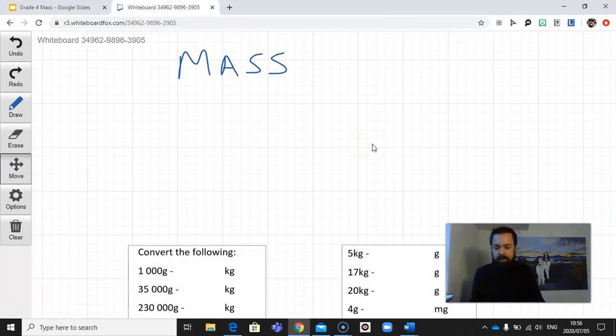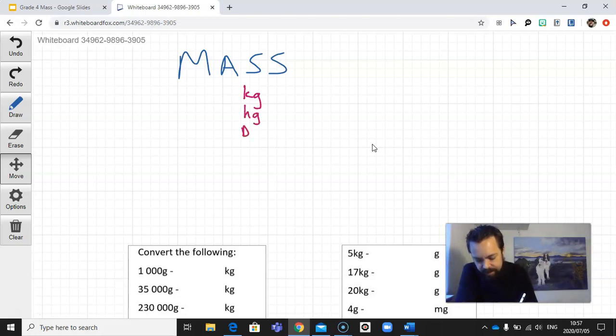So looking at mass, I think the first thing we need to do is to write down our different units so that we can know what we're doing. So I'm going to just write down the abbreviation, the unit, so kg instead of writing out the word: kilograms, hectograms, decagrams, grams, decigrams, centigrams, and milligrams. All right, and knowing that the only real ones we're going to convert between are these three over there.